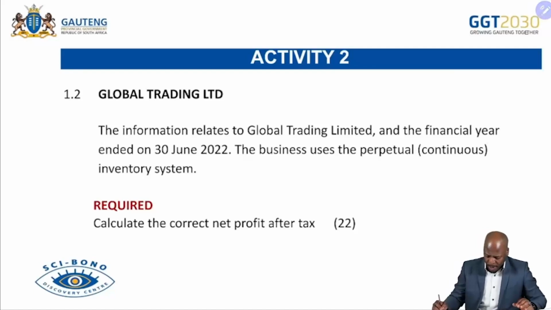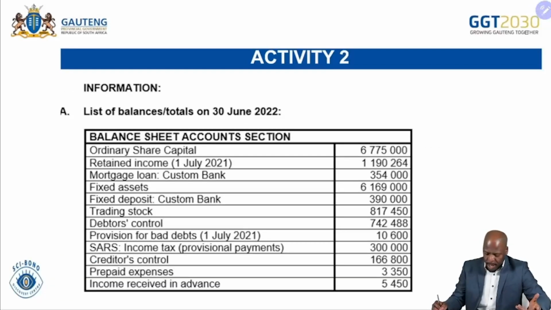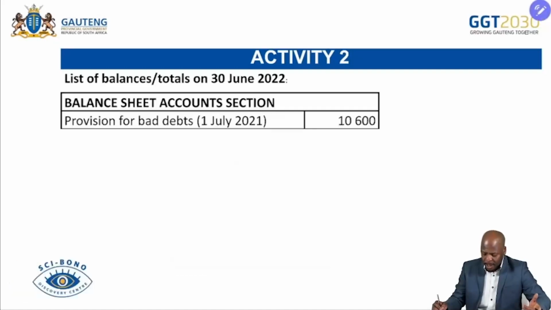All right. Number one, they say Global Trading Limited, that is the name of the business. And then they say the information relates to Global Trading Limited and the financial year ended on the 30th of June, the year 2022. The business uses the perpetual, that is the continuous inventory system that calculates the correct net profit after tax. Here is the information, list of balances and totals. The next aspect was list of balances, and then the first thing is provision for bad debts is 10,600.